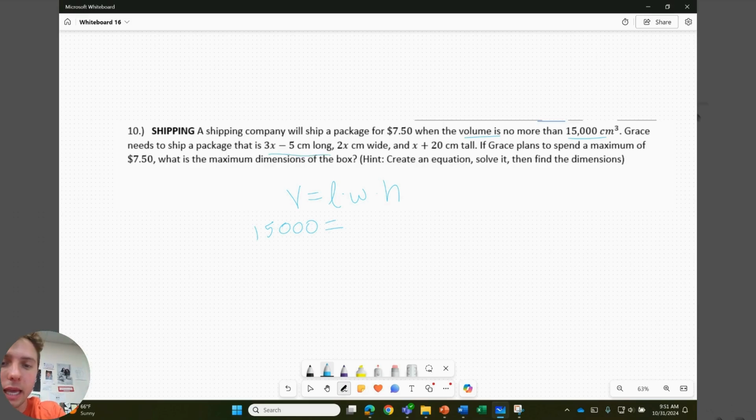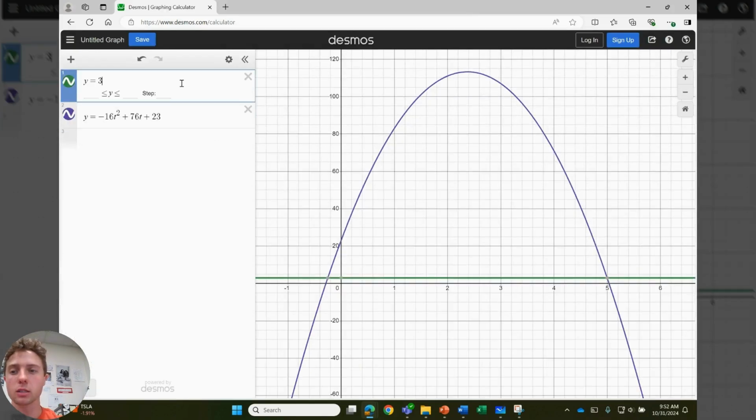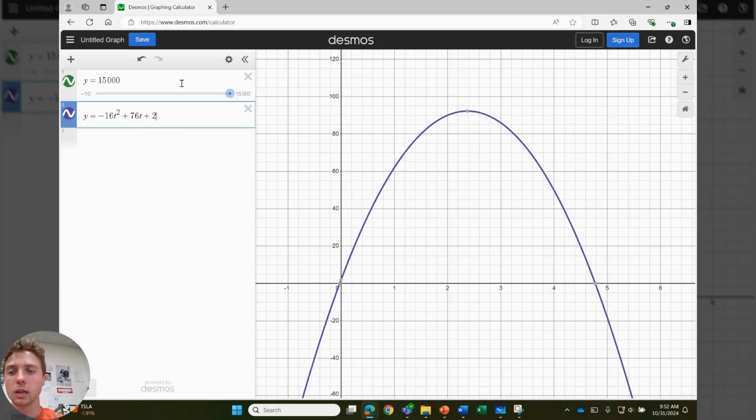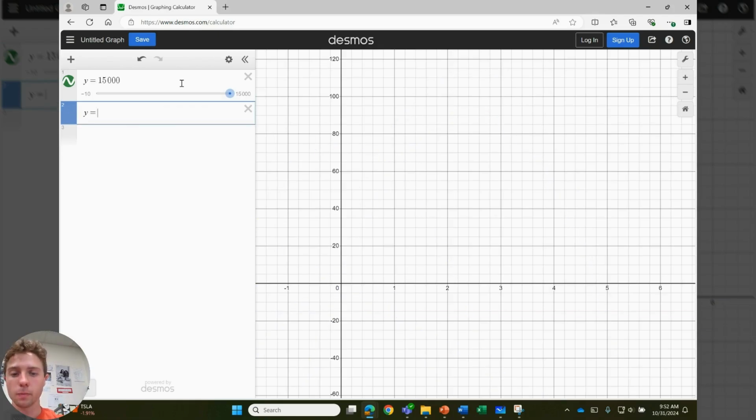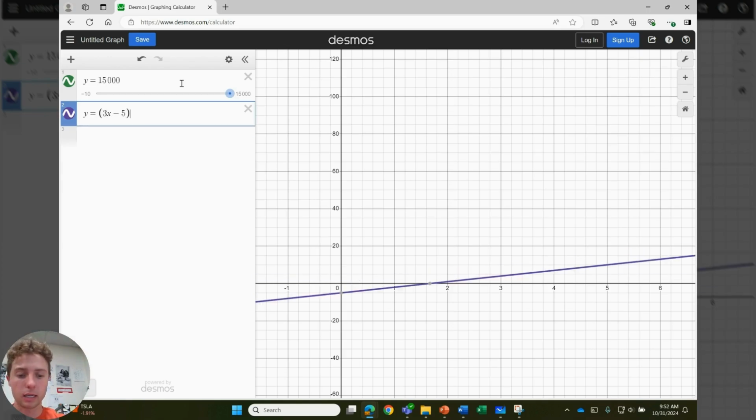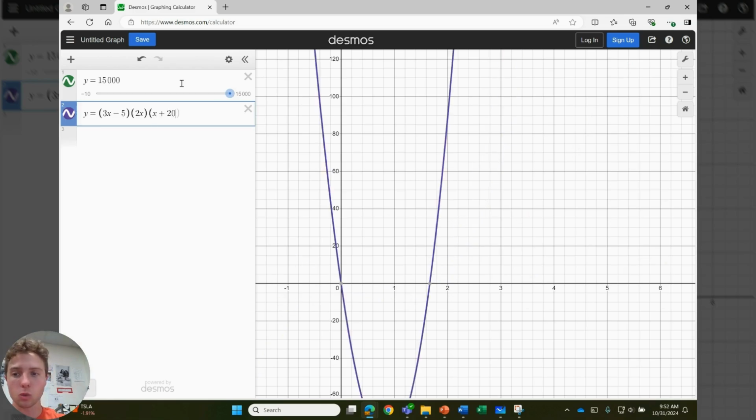So again, if you know what something's equal to, replace it. They tell us that the length of this box is 3x minus 5. So I replace the length. I replace the width with however wide it is. And I replace the height with however tall it is. Again, you have your equation. You could type in your two equations into Desmos and find where they cross. So y equals 15,000. Y equals our different parts. That was 3x minus 5, 2x, and x plus 20.